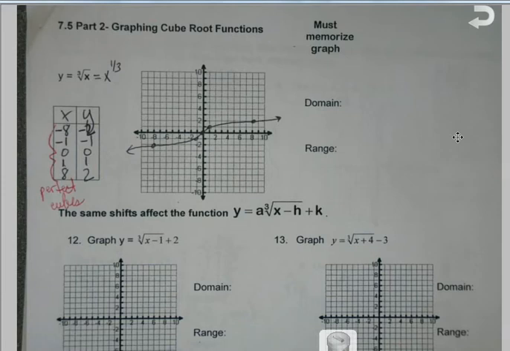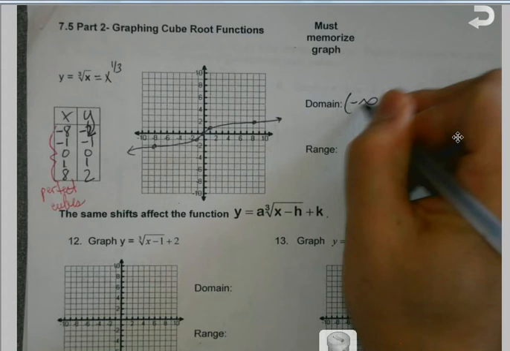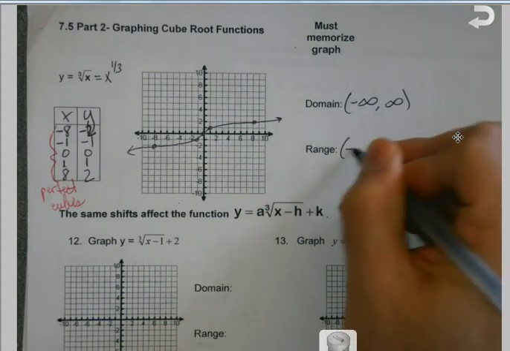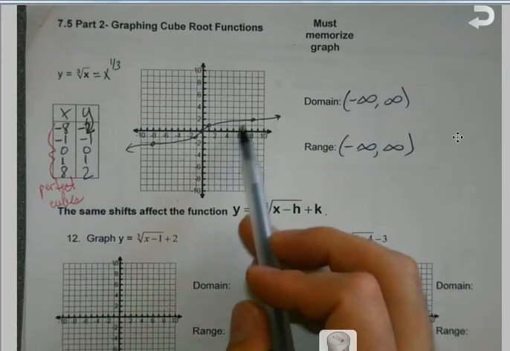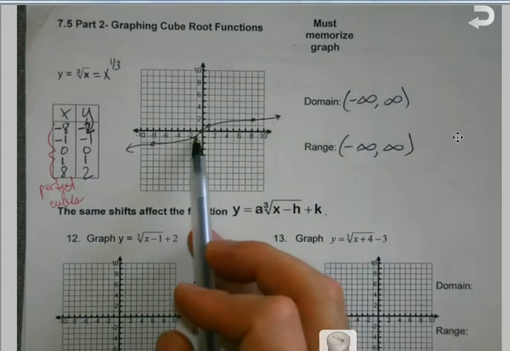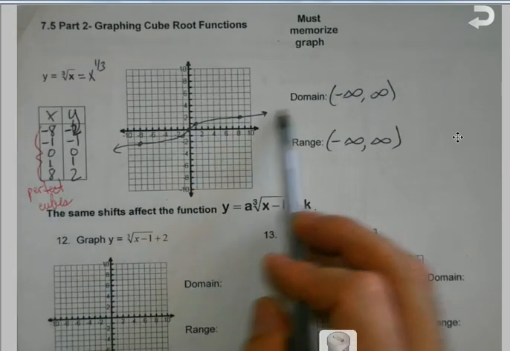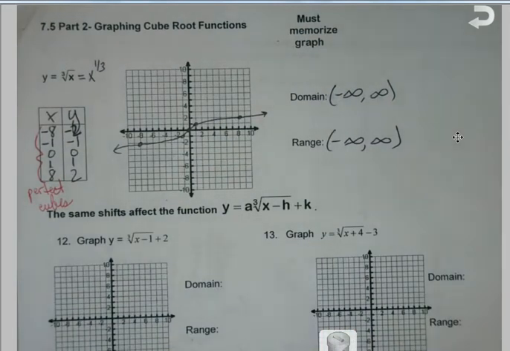But here's the part that's going to be fun. Domain and range, this is going to become very easy. I have arrows on both ends. So what typically happens when it's arrows on both ends? Lots of infinity. Negative infinity to infinity. Negative infinity to infinity. Easiest domain and range ever. It may shift up and down a little bit, but this is going to continue to grow upward and downward and right and left. So they're just going to go that way.